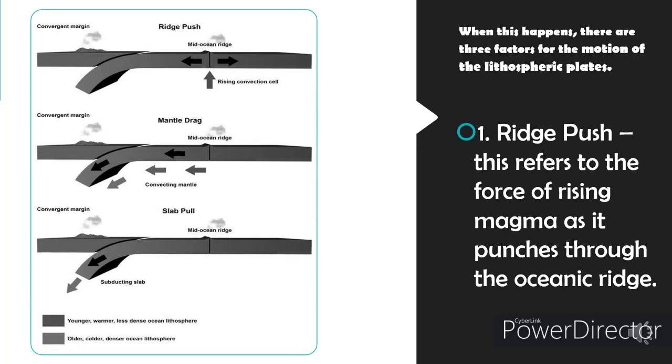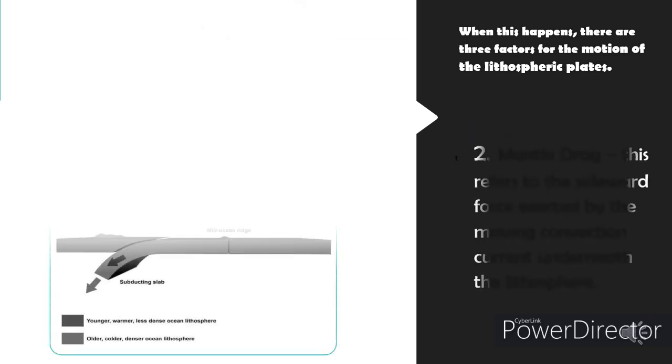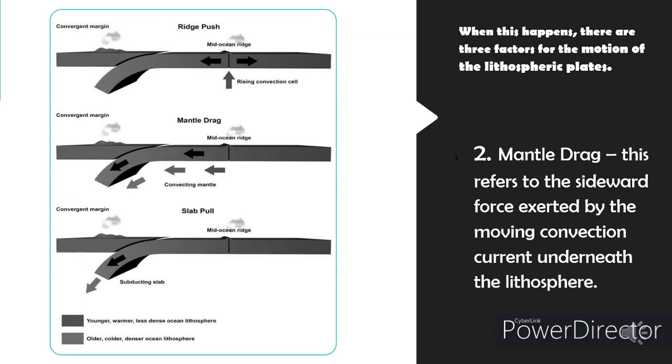One of the factors for the motion of the lithospheric plate is ridge push. This refers to the force of rising magma as it punches through the oceanic ridge. Another factor for the motion of the lithospheric plates is mantle drag. This refers to the sideward force exerted by the moving convection current underneath the lithosphere.